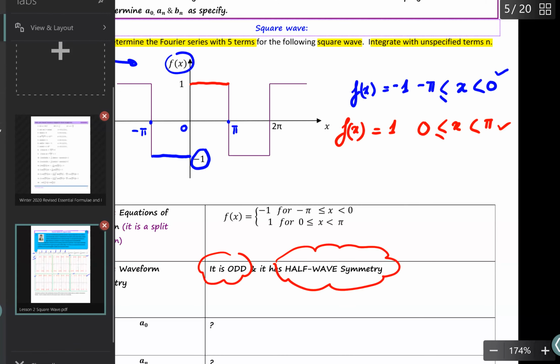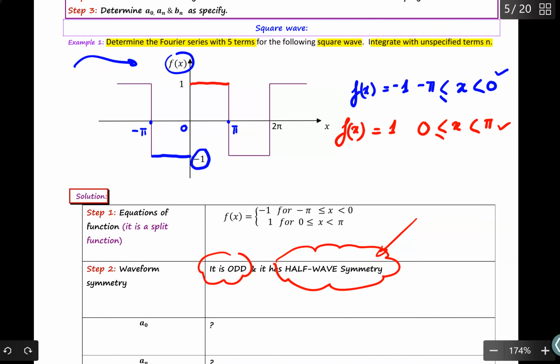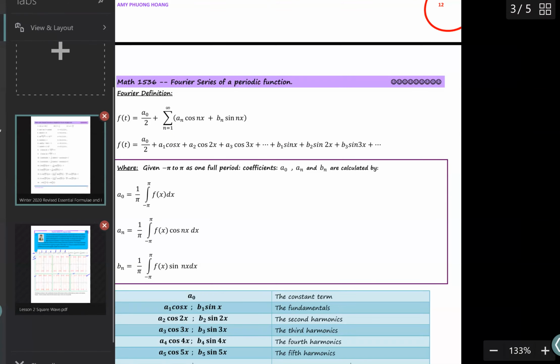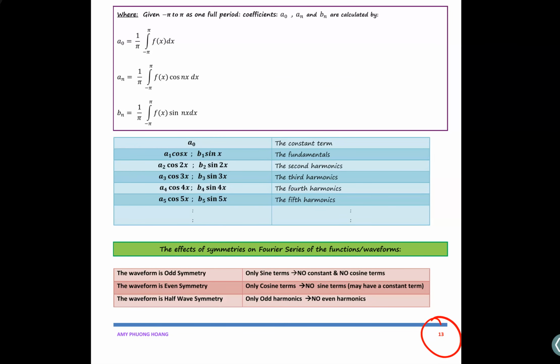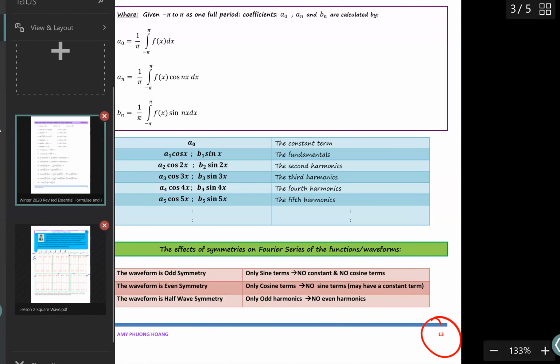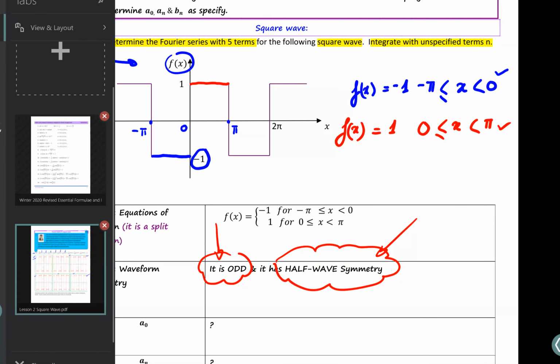The question says that it's odd and halfway symmetry. So what you need to do is ask yourself, does this Fourier series have the constant A0, or the A terms, or the B terms? To check that, you go to this chart on page number 13. On page 13, it says that if the waveform is odd, it has odd symmetry, then it only has sine terms, and if it's halfway, then it only has odd harmonics.